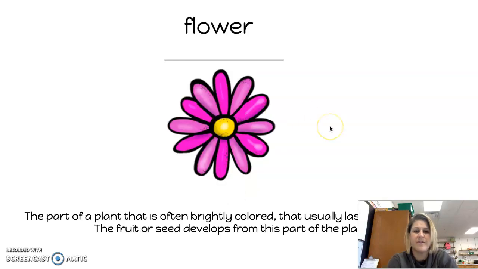All right, here's a picture of a flower. A flower is a part of a plant that's often brightly colored that usually lasts a short time. So I'm sure you've seen flowers in your lifetime. Flowers can be different colors. I see this one is pink, but there can be lots of different colors of flowers. You may have seen some that are red, some that are yellow, some that are orange, or even white. The flower is the fruit or seed that develops from this part of the plant.